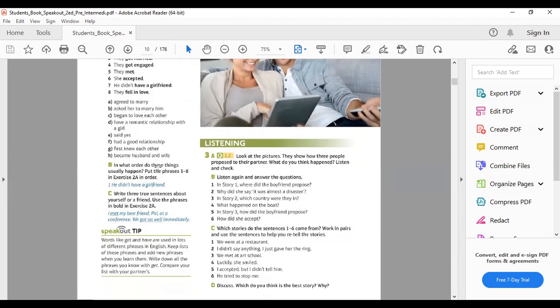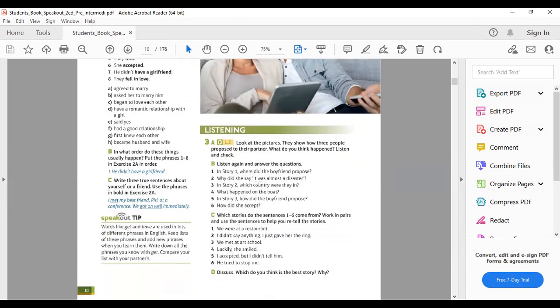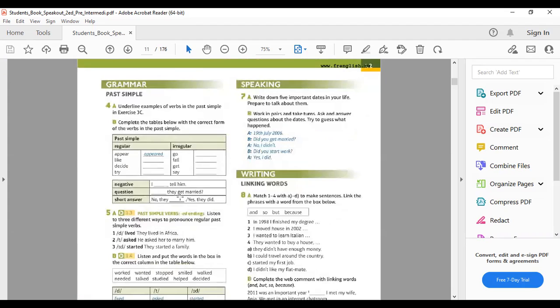Right, now let's move on down there a little bit for the past simple. Who can tell me what is the past simple? Any idea what is the past simple? We add to the verb ed. Good, good.